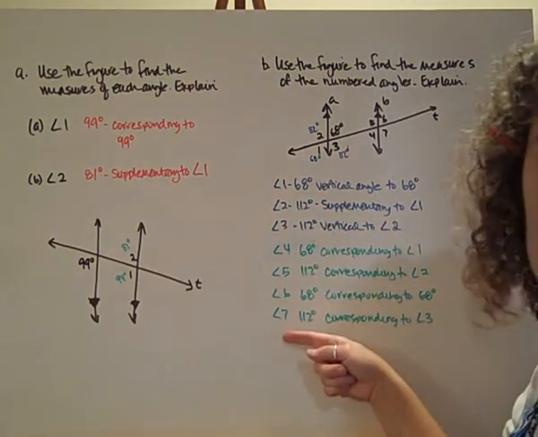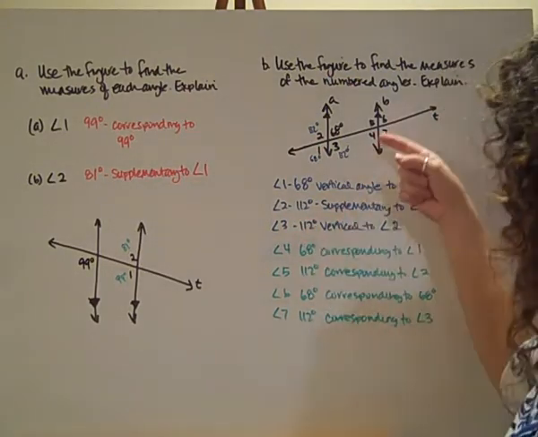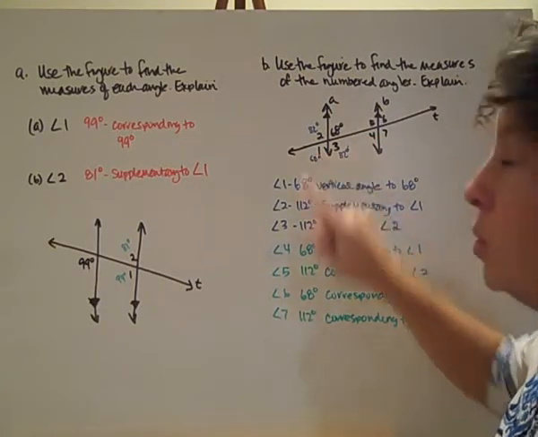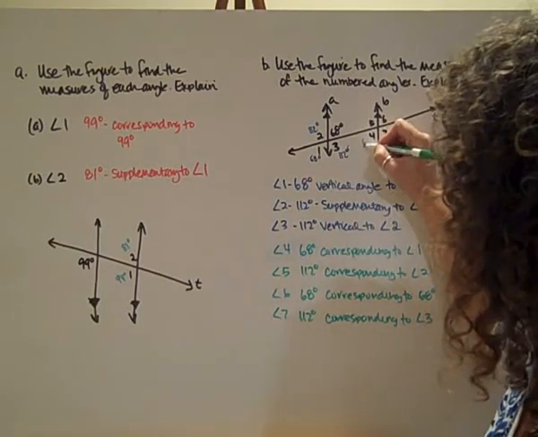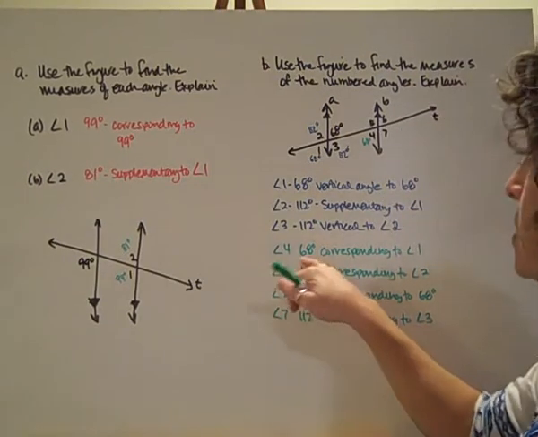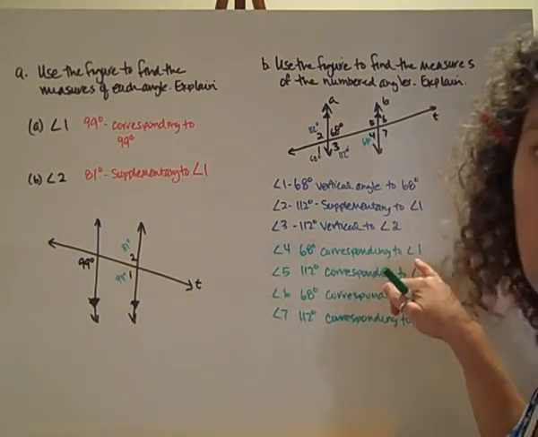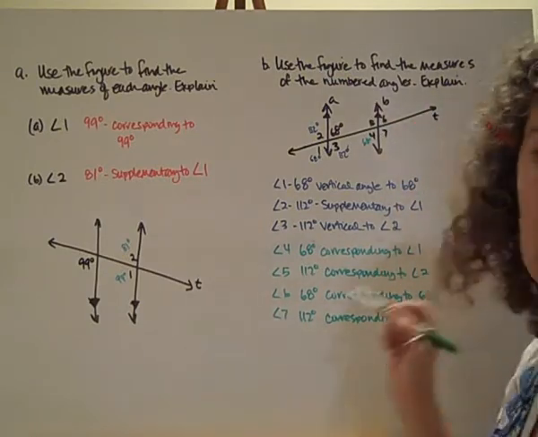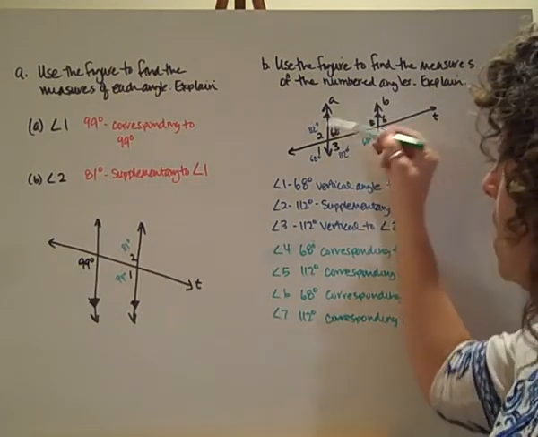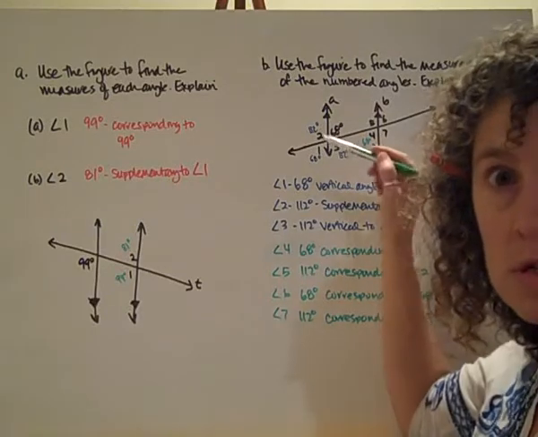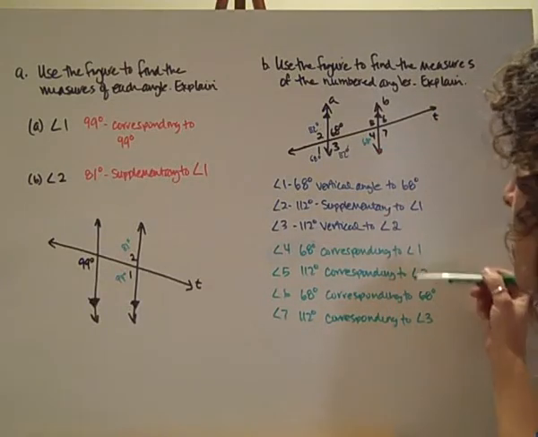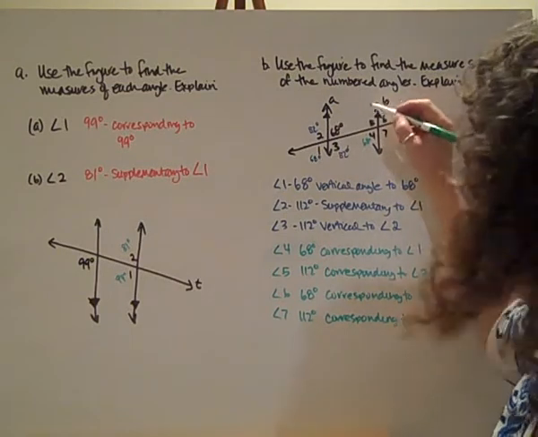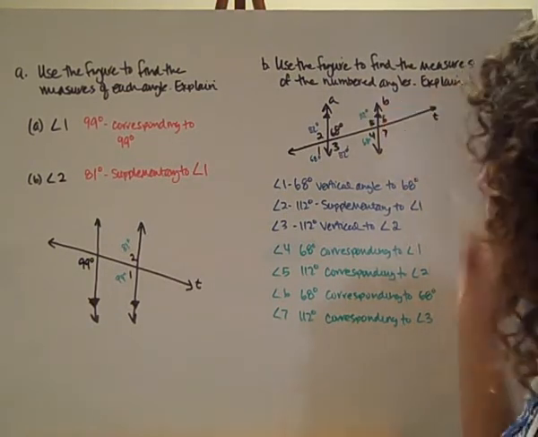So we'll start with angle 4. I like to list them all out to start to make sure I don't miss any. So I'm going to start with angle 4, and angle 4 corresponds to angle 1, which is 68 degrees. So I know angle 4 is 68 degrees, because angle 4 corresponds to angle 1. Now all the rest of these, because they correspond to all 4 angles in my first intersection, I could absolutely just say corresponding. So I know that angle 5 corresponds to angle 2, so that is also 112.